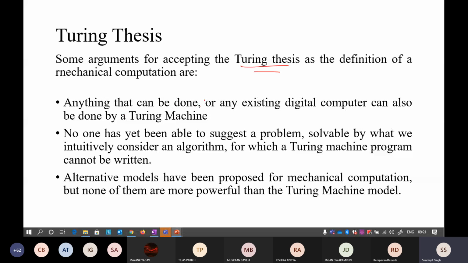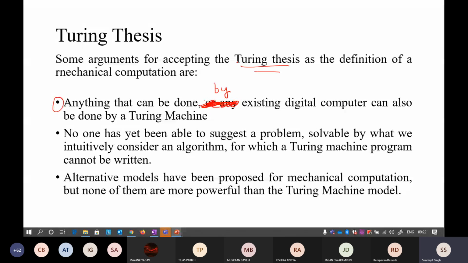Let me see what exactly the definition was. Anything that can be done by an existing digital computer can also be done by a Turing machine. I have already told you.